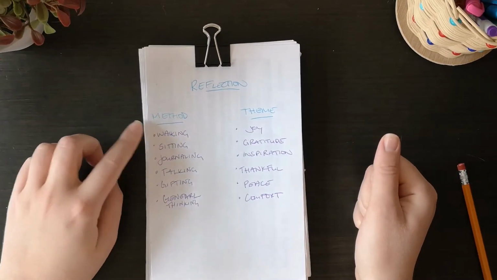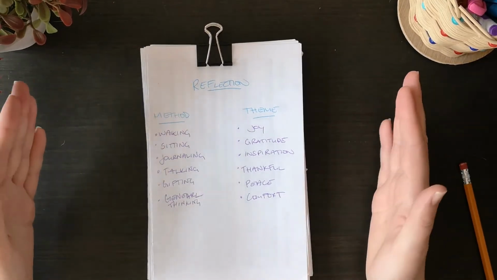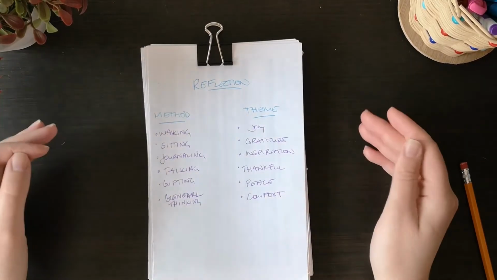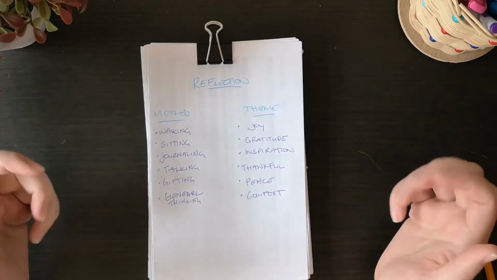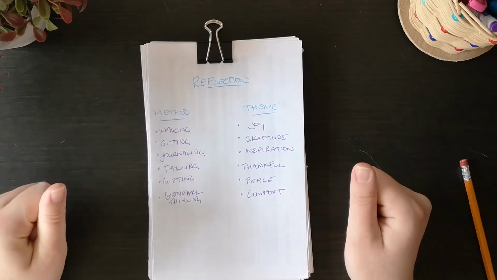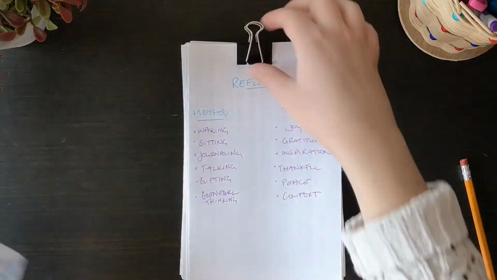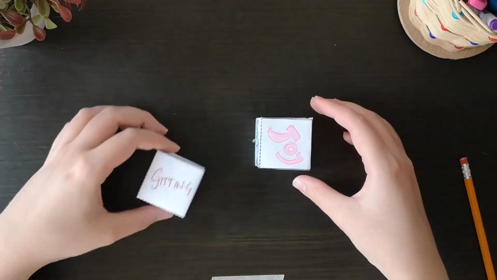So starting with the method, you can do reflection through walking, sitting, journaling, talking, gifting, or just generally thinking as you go about your day. And some themes I've come up with here are being joyful, gratitude, inspiration, thankful, peace, and comfort. And so skipping ahead here, I have already made these dice for us today. So you can see, I'll flip that for you.